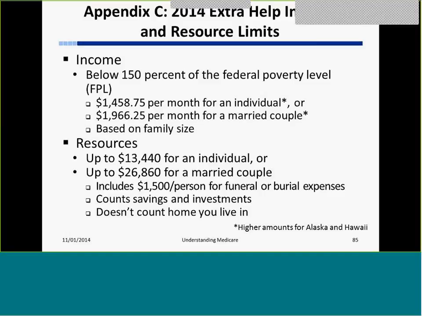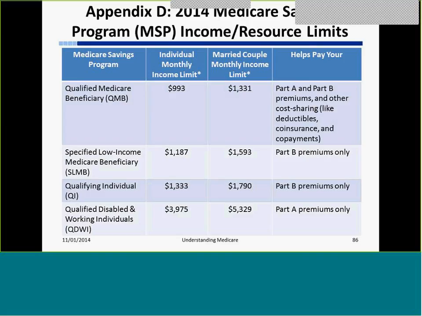Well, income is at or below 150% of the federal poverty level, or here's the number to translate: $1,458 per month for an individual, $1,966 per month for a married couple. Burial money doesn't count, 401k money doesn't count, the home that they live in. Here are resources on Medicaid. So these are federal guidelines.